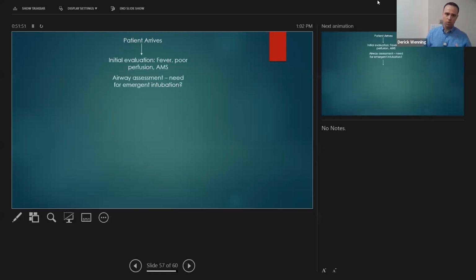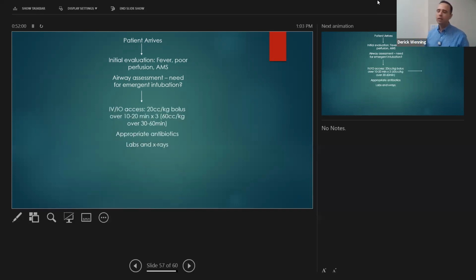All right, here's a quick case scenario. Your patient arrives and you realize something's going on. They have fever, poor perfusion, and they're altered. You assess your ABCs immediately and put on supplemental oxygen. Do they need intubation? We'll see. Hopefully you get an IV in really quickly. If not, 90 seconds or 3 attempts, then you put an IO in. You're going to give 3 20 per kilo boluses every 20 minutes, which equals 60 per kilo in 60 minutes.